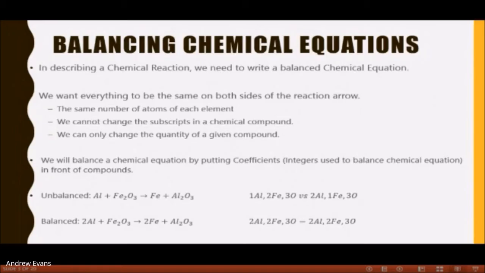Typically, we are going to want whole number integer values on our balancing. We're going to try to keep that. That's how we're going to answer, at least for the test. So looking at the reaction, this is the thermite reaction.